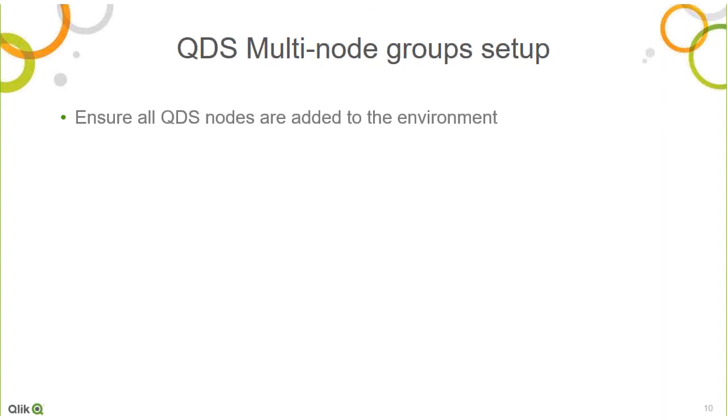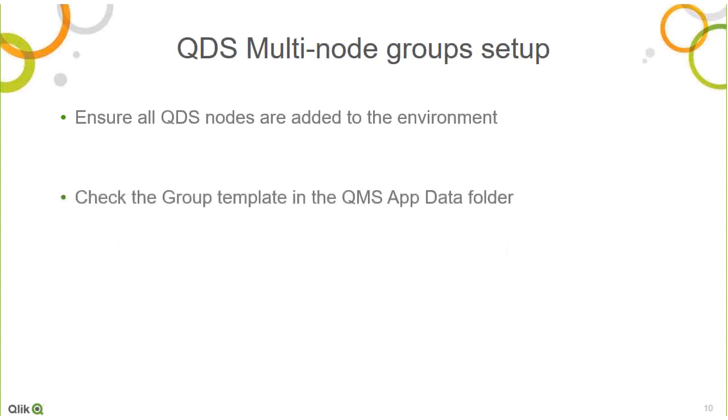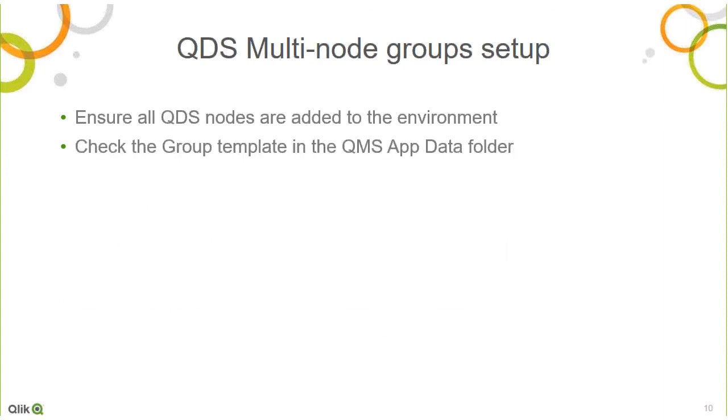Otherwise, you may have to manually do some things or redo the template copy, which we're going to cover here in a second. And I'm going to demo this. I'm just going to go through the bullet points first, and then we'll go look at the steps to do it. And then basically, you want to check the group template in the QMS app data folder. For the management service, so Program Data Qliktech Management Service, there's a new folder in there called distribution something. We'll check that when we go over.